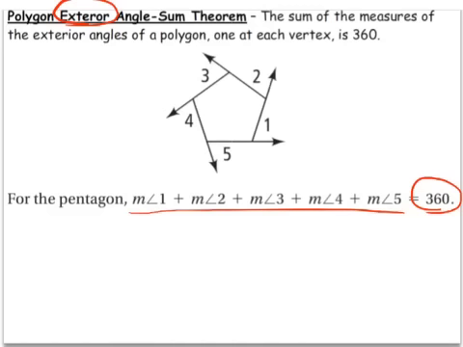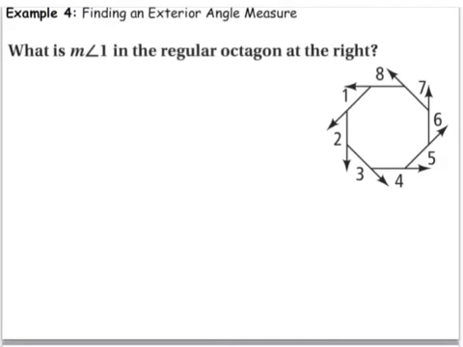One thing that's pretty interesting is if you draw, say, a 100-sided polygon, what's going to happen is those exterior angles, if you keep increasing the number of sides, are going to become smaller and smaller. So it doesn't matter how many sides your polygon has. The sum of the exterior angles is still going to be equal to 360.